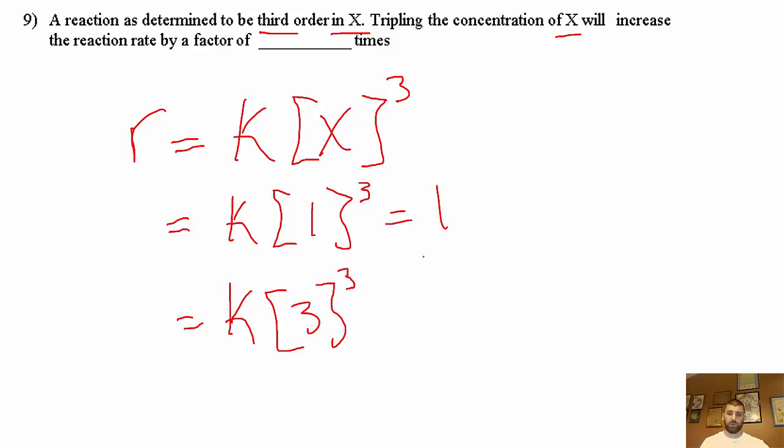Well, this 1 cubed is still 1, but 3 cubed is 3 times 3 times 3, which is 27. So how much are we going to increase the reaction rate by? By a factor of 27 times. 10.